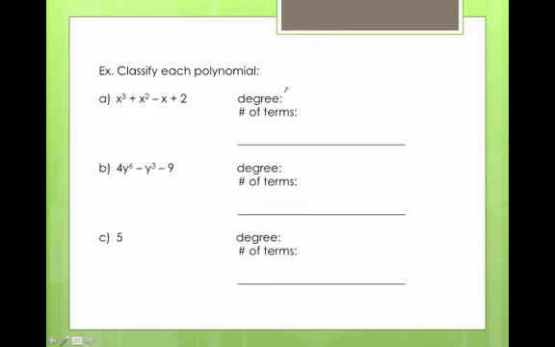I'll do this one with you. My highest degree here is a 3, already written in standard form, so it's easy for me to determine what the degree is. So I've got a degree of 3 and I've got 4 terms there. That means I have a cubic, go back to your notes, a cubic polynomial. Too many terms to have a special name beyond that. Polynomial.